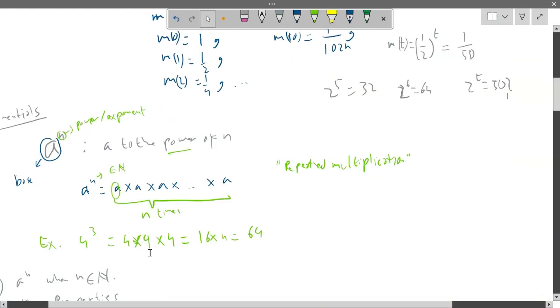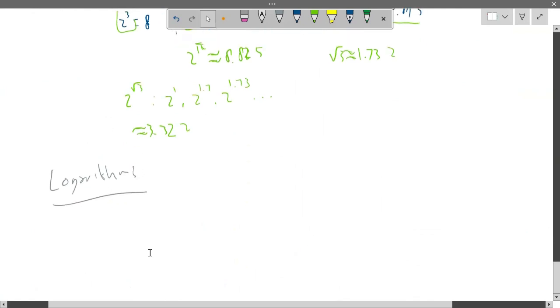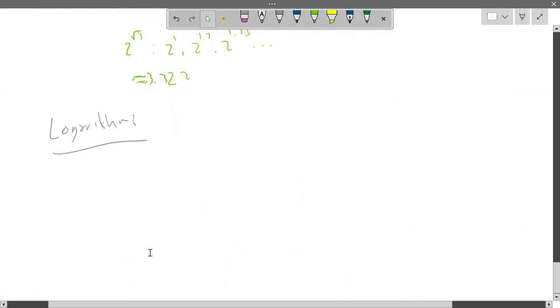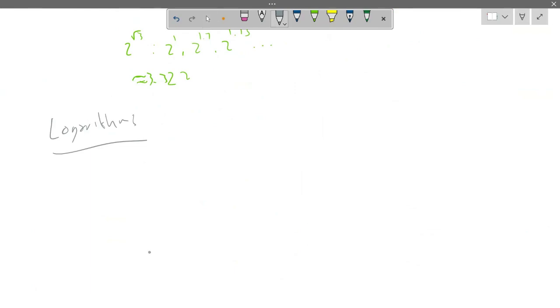Now, logarithms are the answer. Logarithms arise to answer those kinds of questions. Logarithms are actually the inverse of exponentiation. What I mean by this is they are related in a way that if you have an expression or an equation involving an exponent, you can find a corresponding expression with logarithms.